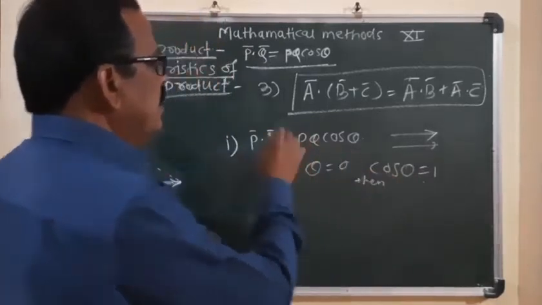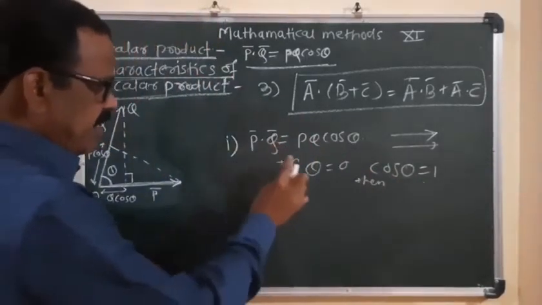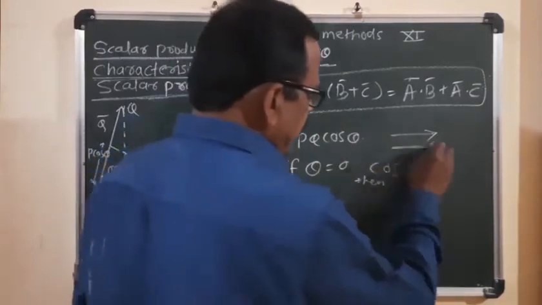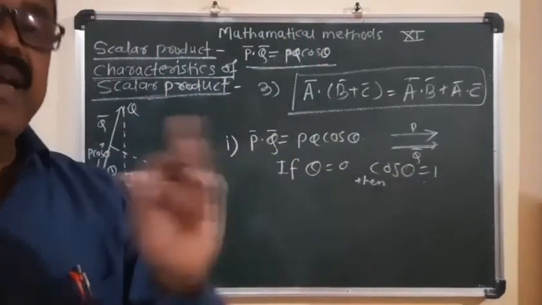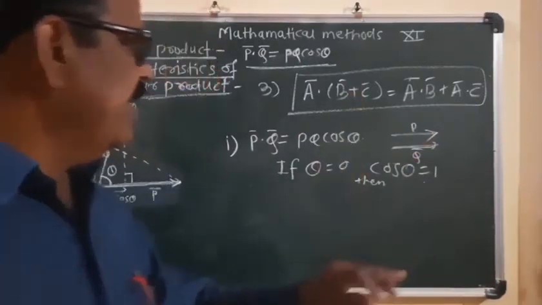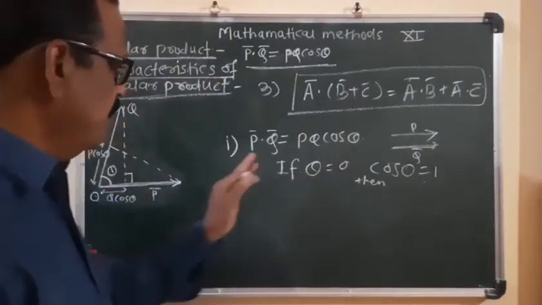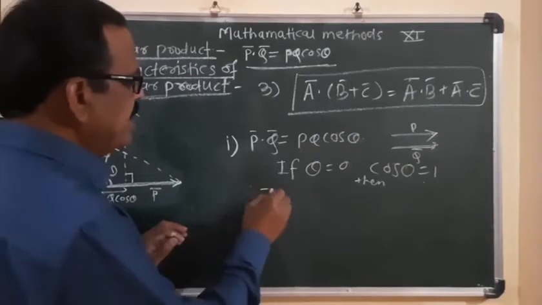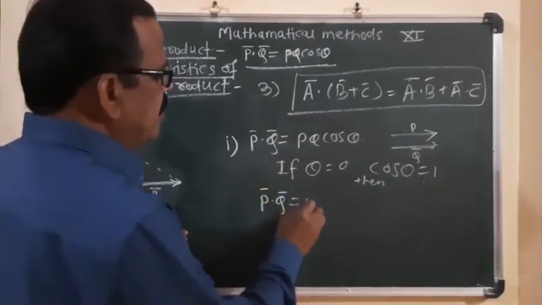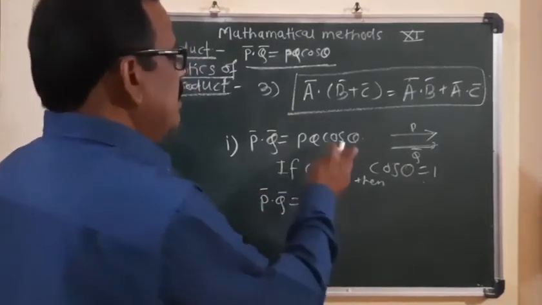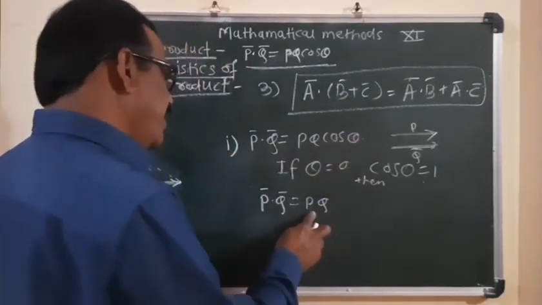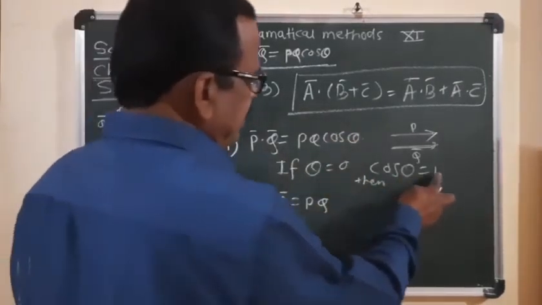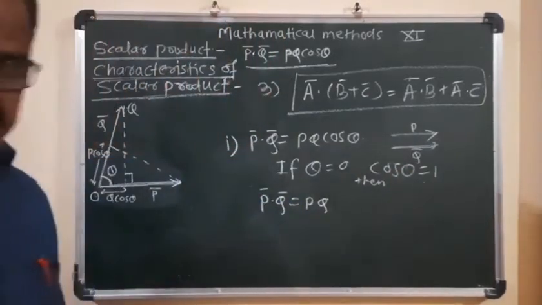Then therefore, in this case, two vectors p bar and q bar, these two vectors are parallel to each other. Therefore angle between them is equal to 0. Hence we can write here p bar dot q bar is equal to pq. That is, only product of magnitude of two vectors if the angle between them is equal to 0.